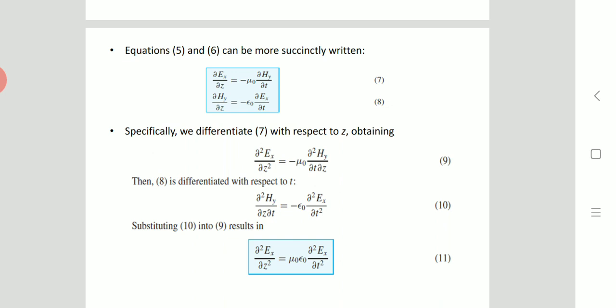So these are the equations of uniform waves propagating in free space. This was about the two equations: one in the form of the electric field in the x direction, and one more in the magnetic field in the y direction.